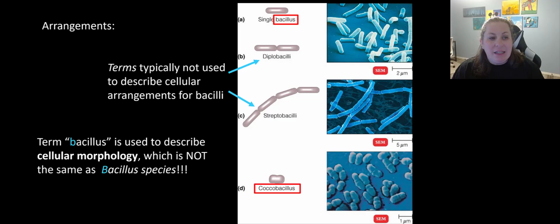The term bacillus is used to describe the cellular morphology, the shape, which is not the same as when you look at the Bacillus species when it is capitalized and italicized. Sometimes we use it as the species name of something, and that's capitalized and italicized, but if it's not, we are just talking about the shape of the bacteria. Another one you can see here is the coccobacillus. These are the ones that are kind of in between. It's hard to tell if they're coccus or if they're bacillus, and there are a few bacteria that fit into that group.